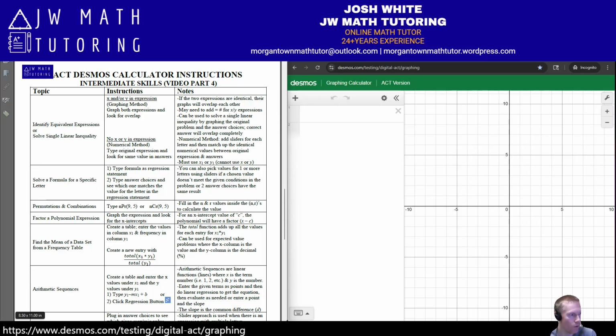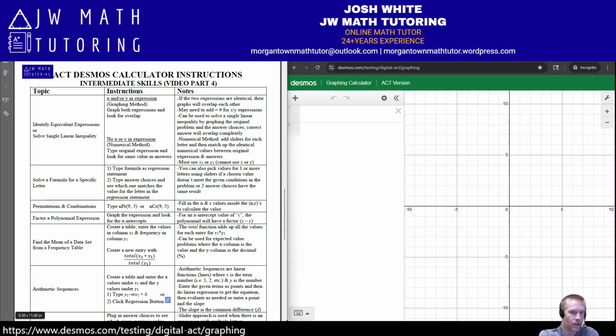Also, the website that I'm using, which is basically the web version of the Desmos that is featured on the online or digital ACT, is listed at the bottom of the screen. So if you're doing paper problems, this is the website that you should use so that it basically mimics the ACT version of Desmos. And other than that, be sure to check out the other videos in this guide if you haven't done so already.